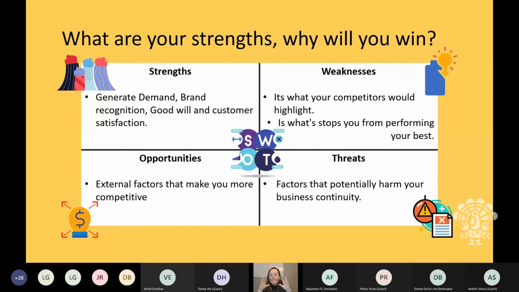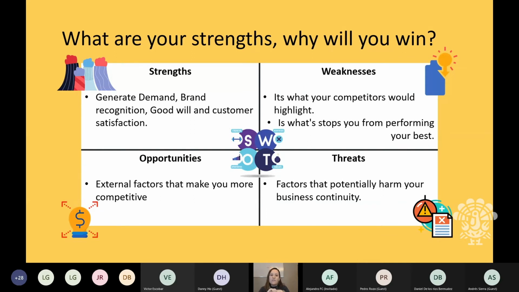And this will connect with what Danny Ho is going to do in his presentation, and that is how will you win? So pretty much, what are your strengths, weaknesses, opportunities, and threats? Always do a SWOT analysis, right? Your strengths, if you identify them really well, can generate demand. It can generate brand recognition, and you can show your goodwill for customer satisfaction.